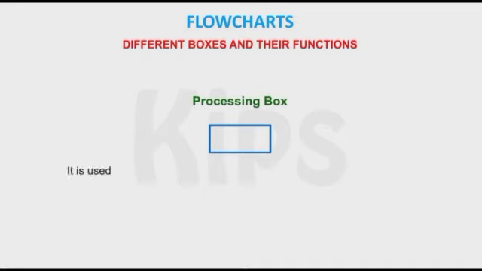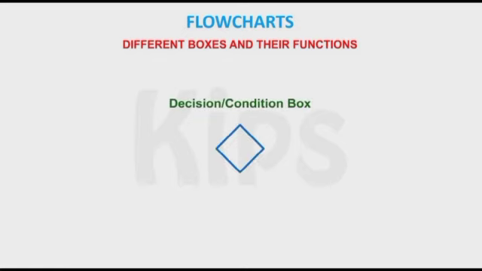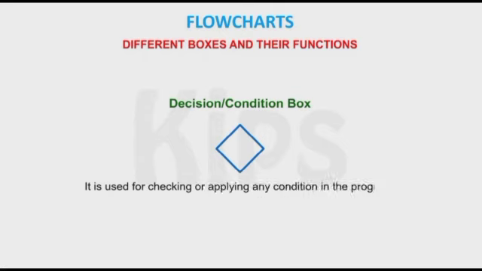Processing box. It is used for writing the processing instructions and doing the calculations. Decision and condition box. It is used for checking or applying any condition in the program.